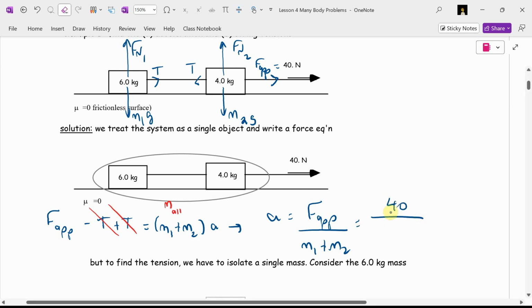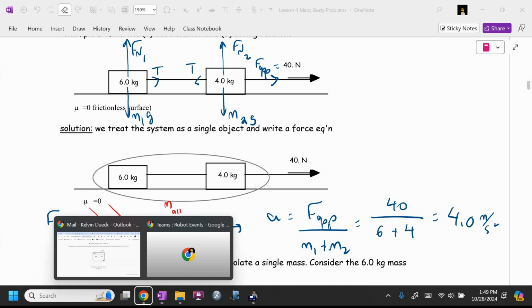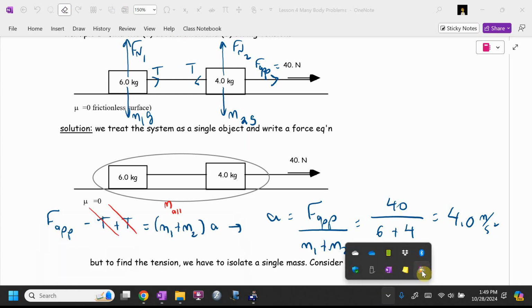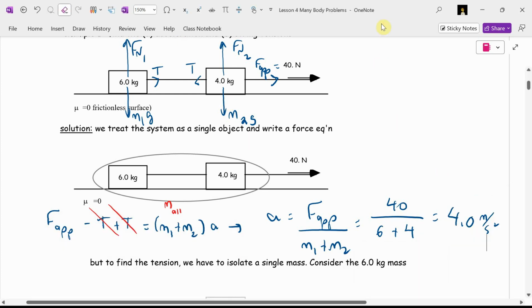What was M1? Good. M2? You might even be able to do this in your head without a calculator, because I think it's 40 divided by 10. Yeah. Meters per second squared. So our strategy was, to find the acceleration of everything, I wrote an equation for everything. Okay. What does part B want me to find, Nicole?